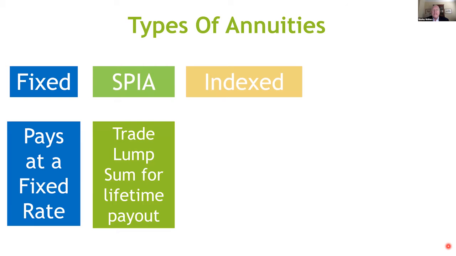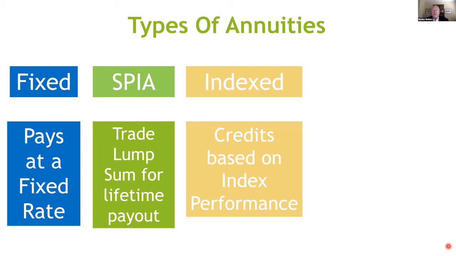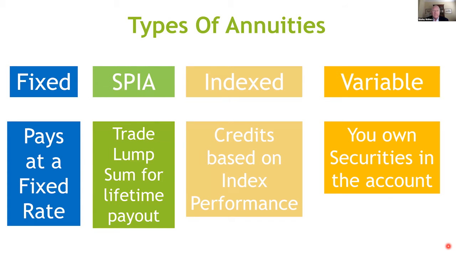There's a fixed indexed annuity. These earn credits based on the performance of an index. And finally, there's a variable annuity. This one's a bit different than the first 3. The first 3 are sold by insurance licensed agents, but for a variable annuity, you need to have a securities license because there are securities inside of your accounts. And we'll look at this in more detail.